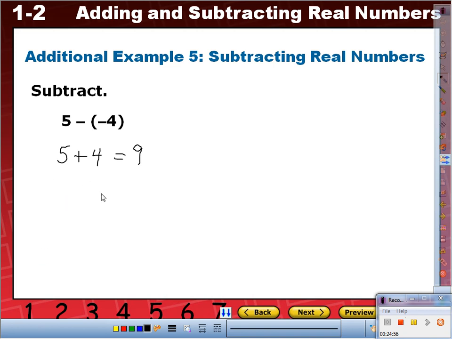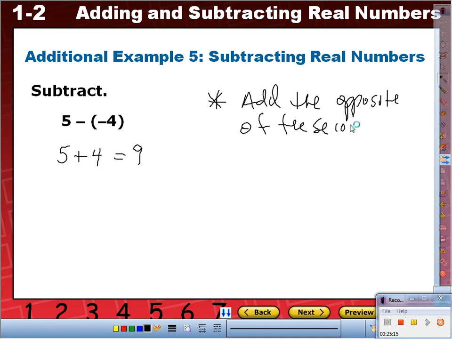If you want to use tiles, you can show it with tiles. But the only rule that you need to remember is add the opposite of the second to the first. Copy that, please. Copy this example and copy the rule. Because if you know this rule, you go back to addition. Are we experts at addition now? Yeah, because we know all 4 different methods.